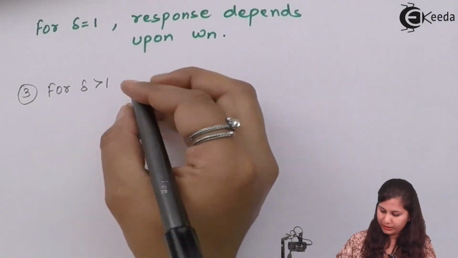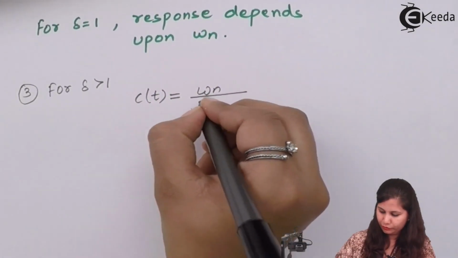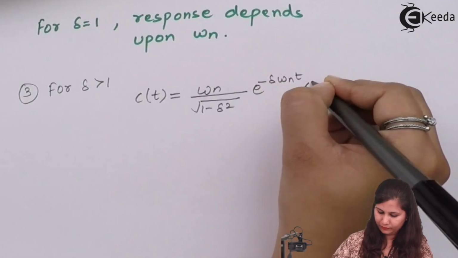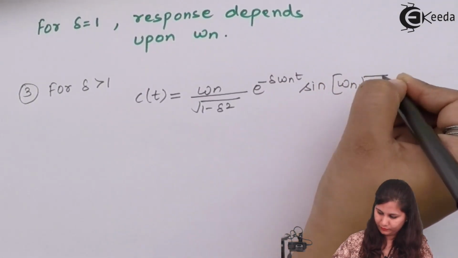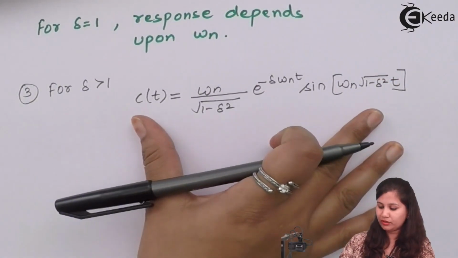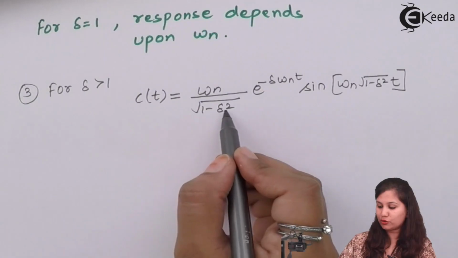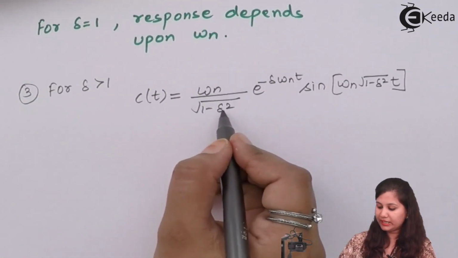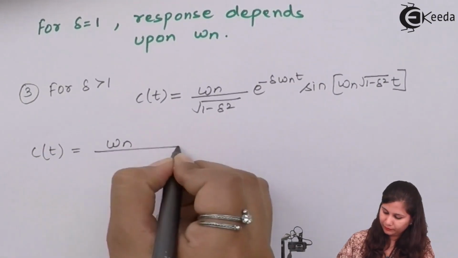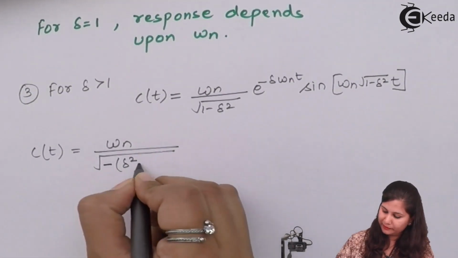So for del greater than 1, we have the output response equation once again the same, omega n upon under root of 1 minus del square. This was our output response equation. Now if del is greater than 1, it has to be del square minus 1. So we can take minus sign common from this. Under root, minus sign has been taken as common, so we are left with del square minus 1.